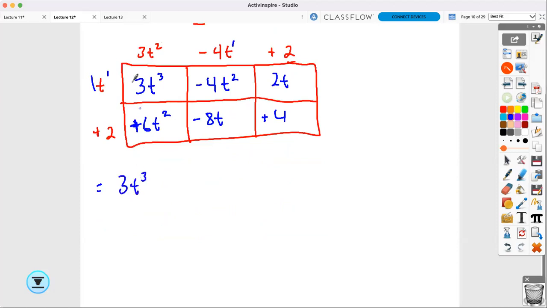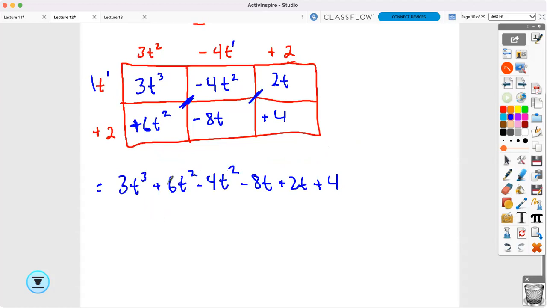We bring everything inside: 3t cubed. Now I'm gonna keep the exponents, the like terms, together. These are like terms and these are like terms. So then it'll be +6t squared, -4t squared, -8t + 2t + 4.